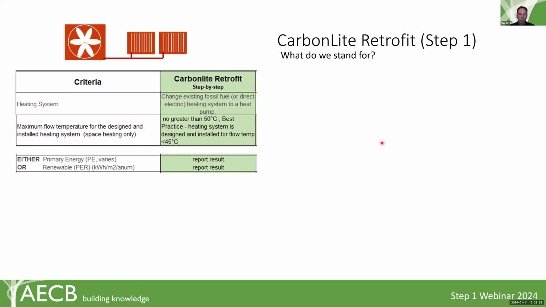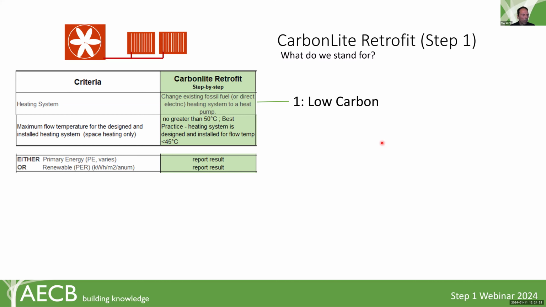But let's take them in little groups. What do we stand for with the carbon light retrofit? Well, the first thing we're interested in is it being low carbon, particularly in the case where I've just demonstrated about the carbon aspect of step one. You're changing the heating system to a heat pump, and it has to be a low carbon, non-fossil fuel method. You can't not change it to a heat pump, because that's the very essence of step one.